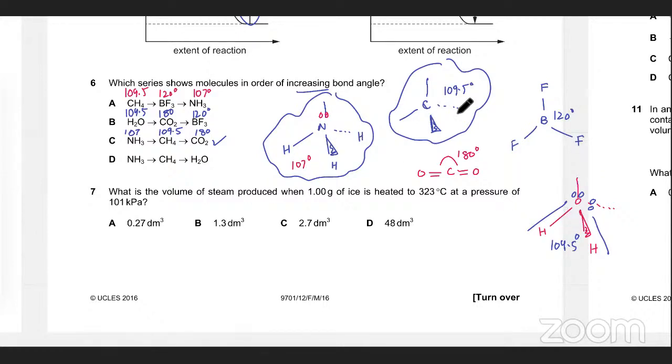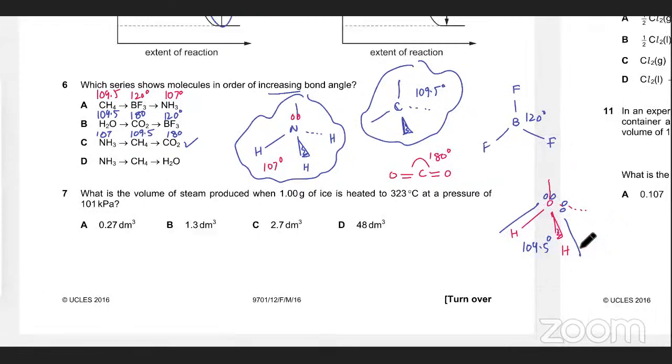Water is exactly the same, except that on 2 sides now you've got lone pairs. So because of those extra lone pairs, the angle gets squeezed even more. And now it's 104.5. So that is H2O.